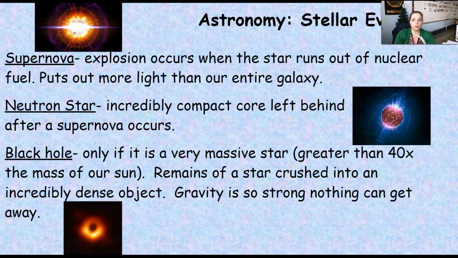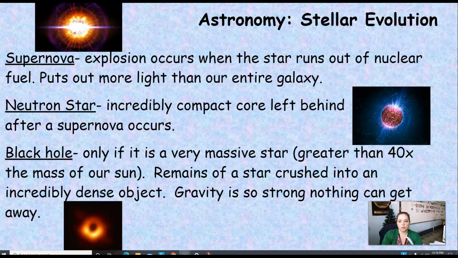Now, if we were going to the supergiants, the large ones get to the red supergiant, what happens next? Well, a supernova. What's a supernova? A supernova is the explosion that occurs when the star runs out of nuclear fuel. So it has no more fuel and it just explodes. And it puts out more light than our entire galaxy. And it could go one of two ways after it does that. It can go to a neutron star, and this also depends on the size. The bigger they are, the more they go to the black hole. On the smaller end of that, they go to a neutron star.